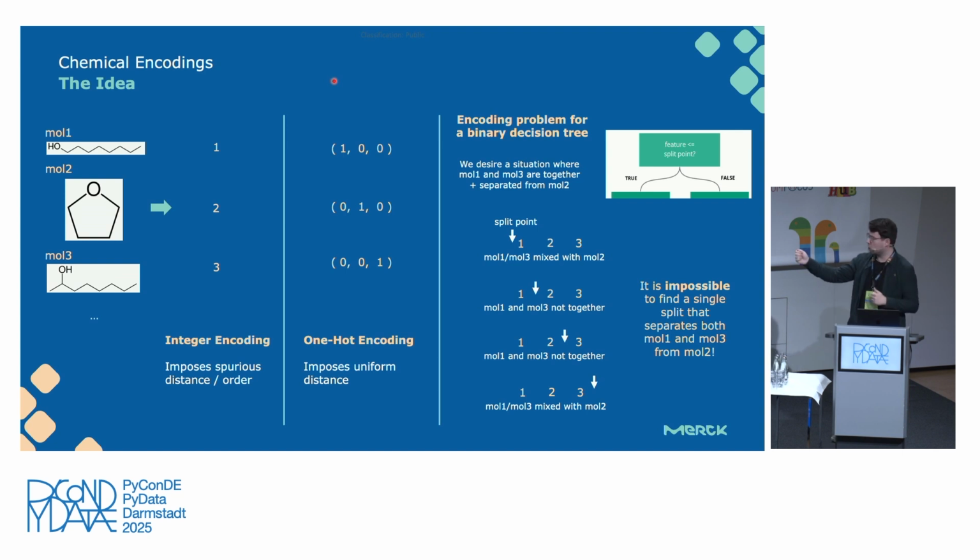A quick word about one-hot encoding too. In one-hot encoding, you do not have the issue of order, but the distances between these labels in the vector space that this imposes are uniform. So each label has equal similarity to the other one. That's also not optimal, and you would also need multiple splits here.